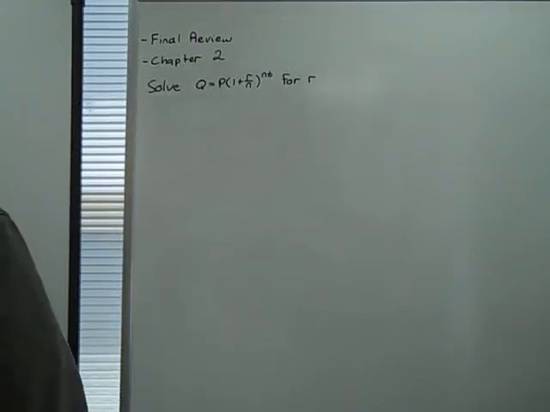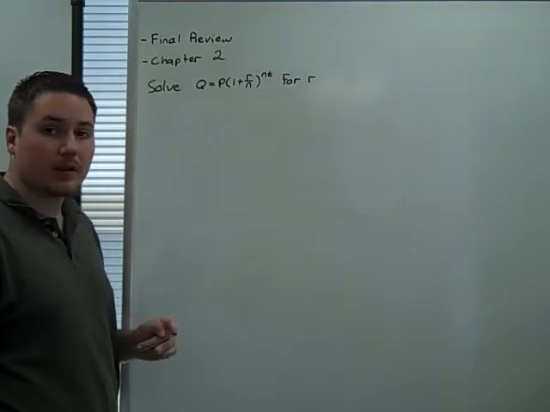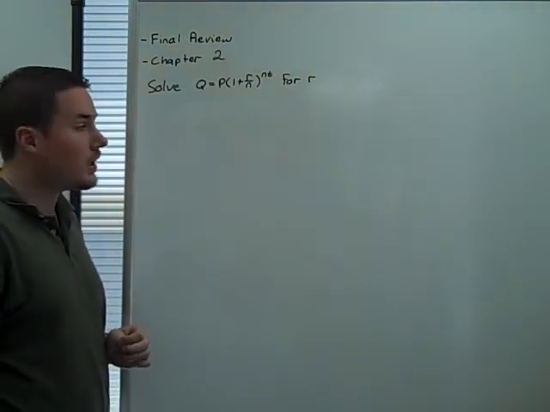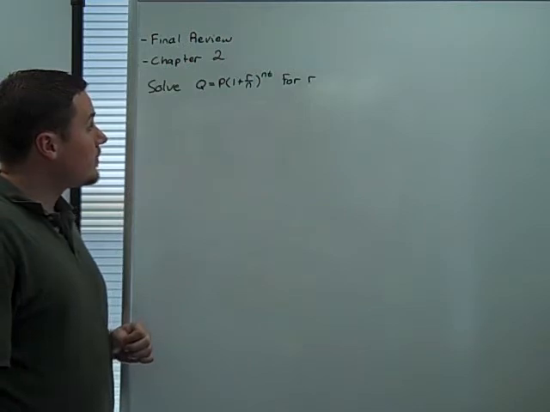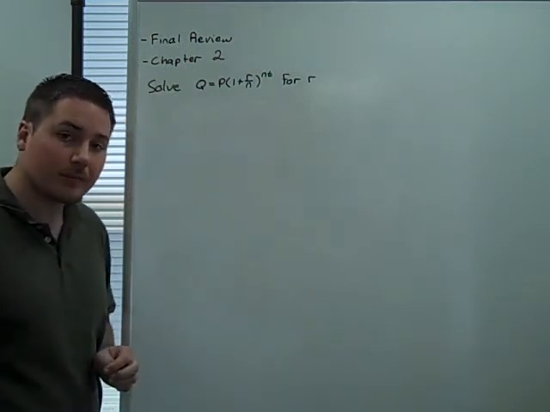For this problem from chapter 2, we're going to solve the equation Q equals P times the quantity 1 plus R over N to the NT for R. Now, those astute viewers will notice that this is the compound interest formula.